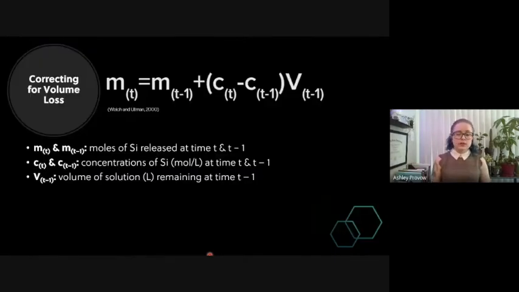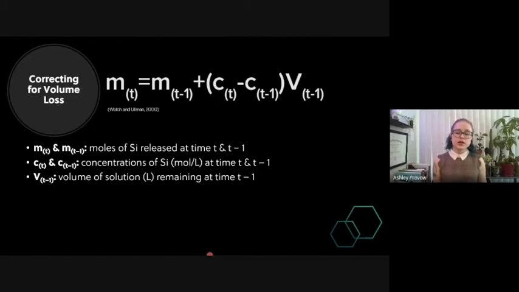So how do we calculate a dissolution rate? Well, I'm going to tell you, but first I just want to mention that the next few slides are going to have some equations on them. I'm not going to go into great detail on them, but I will point out the relevant details that you need to know. The first thing we need to do is correct for volume loss.